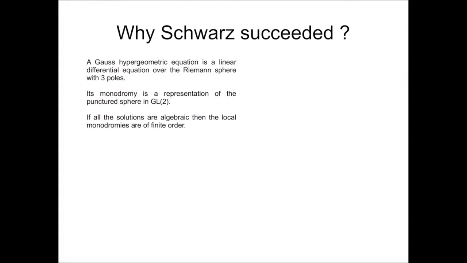Let's make some remarks on why this case was simple enough to be solved by Schwarz. He was looking at a linear differential equation on the Riemann sphere with three poles, and the monodromy representation is a representation of the Poincaré sphere. If all solutions are algebraic, then all local monodromies are finite. This is the easy part.